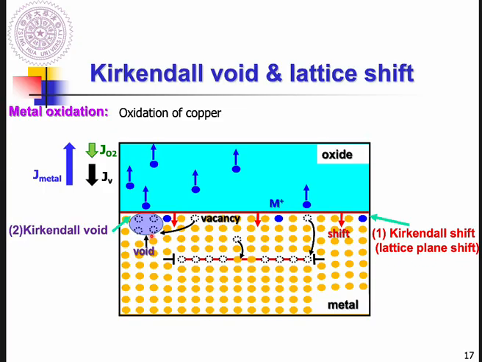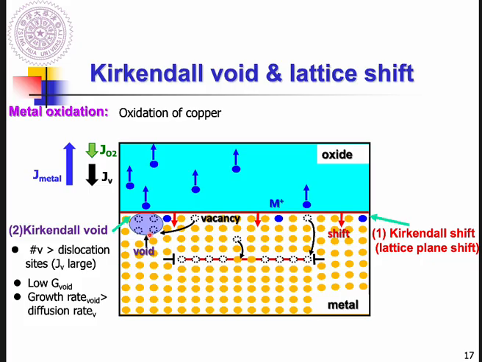Okay, but under what kind of conditions can you observe more void formation compared to lattice plane shift? Under what kind of conditions? This also implies that void formation is easier, right, compared to plane shift. So, for example, if more vacancies are generated compared to the available dislocation sites, which means that the vacancy flux is quite large.